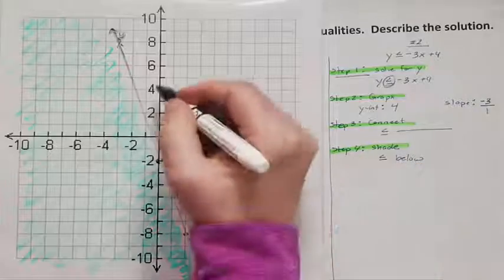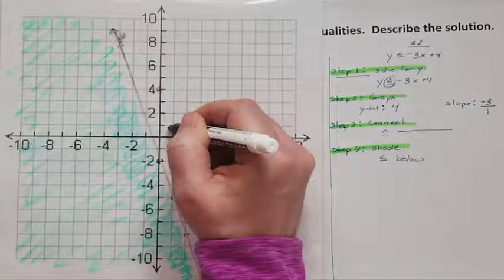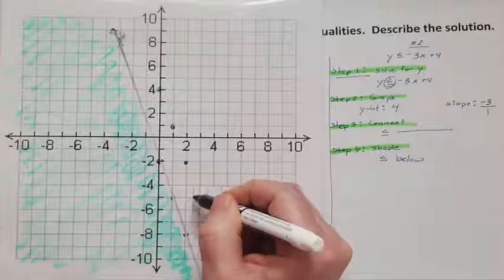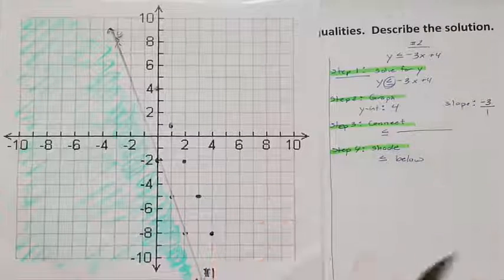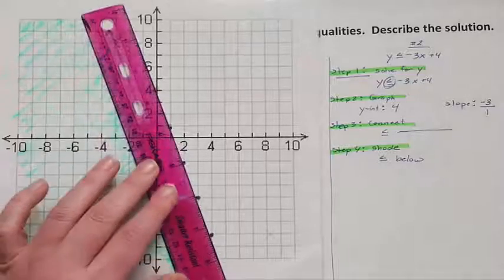My y-intercept is 4, so here's my y-intercept of 4. I'm supposed to go down 3, 1, 2, 3 over 1. Now I'm supposed to connect it with a solid line. So here's me connecting with my solid line.